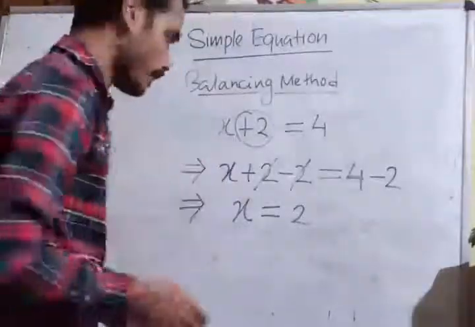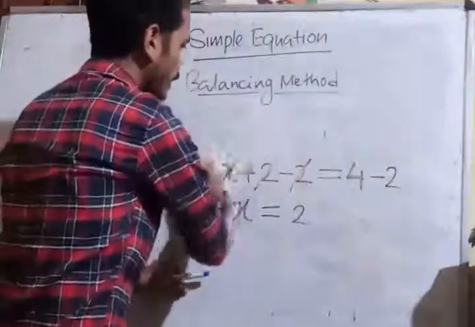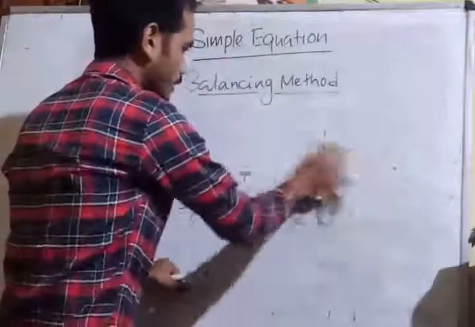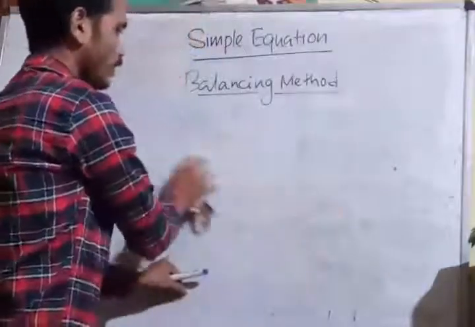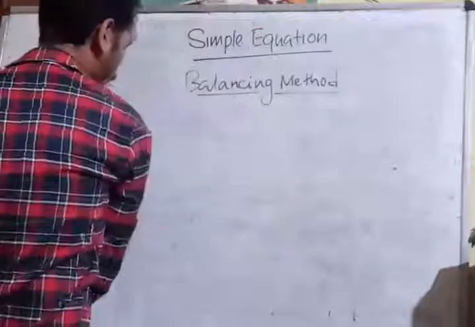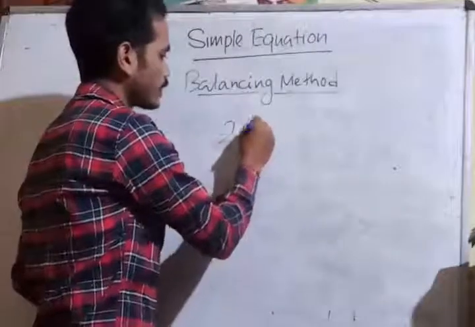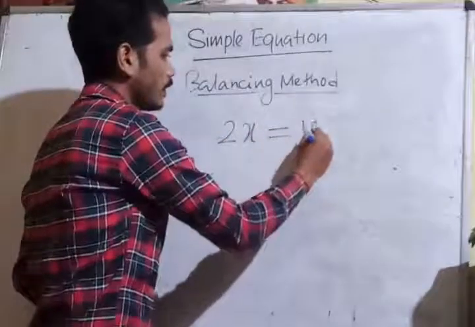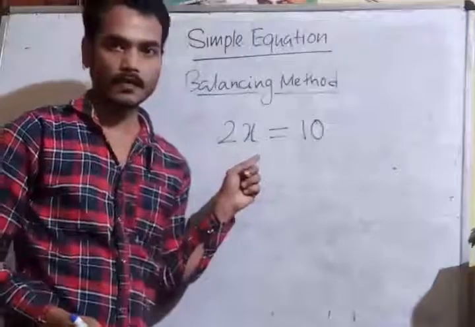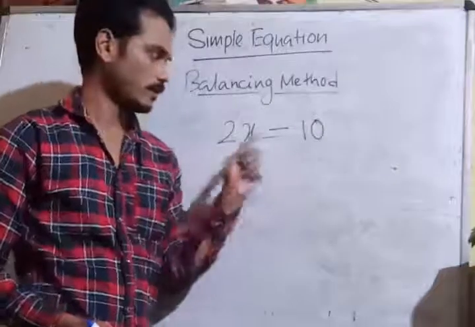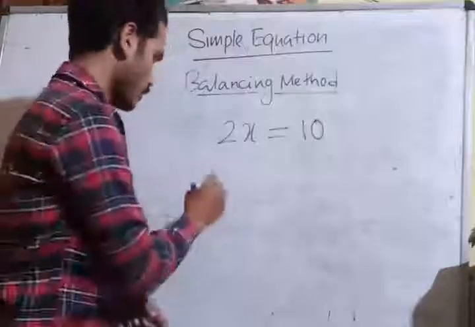Now let's see when multiplication and division will come, then how will you solve an equation by using the balancing method. Now suppose you have 2x equal to 10. This is in multiplication form now. 2 into x is 2x equal to 10. You have to solve this equation by using the balancing method. So what will you do?